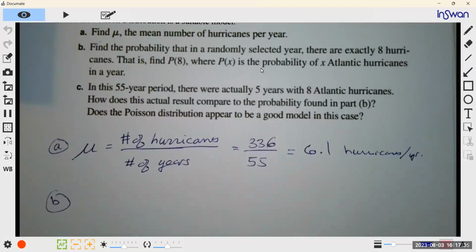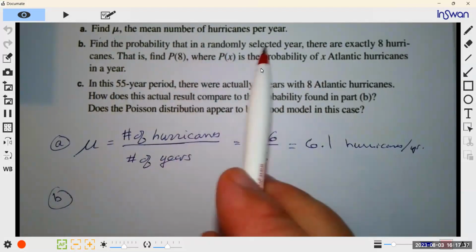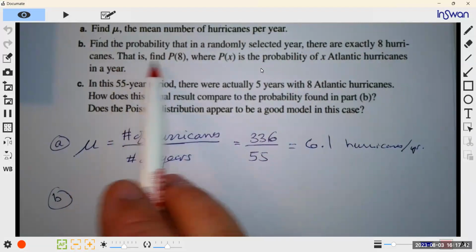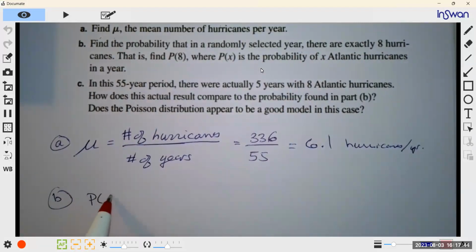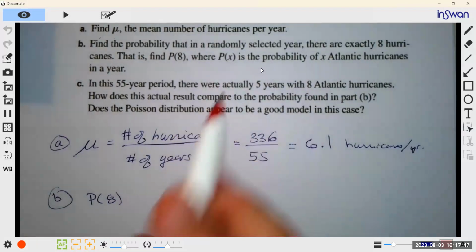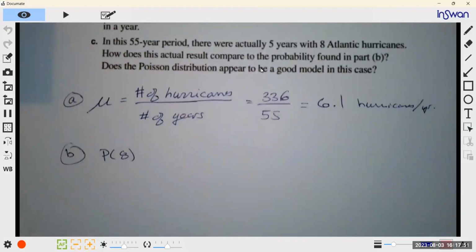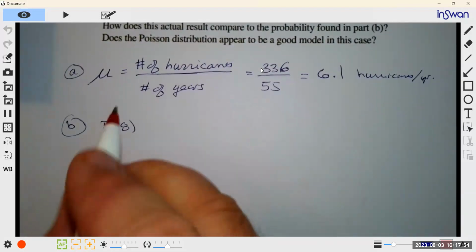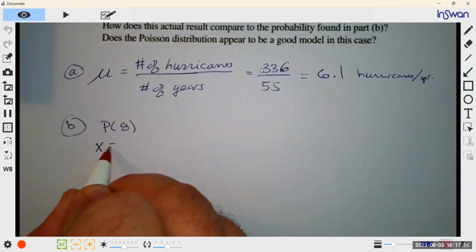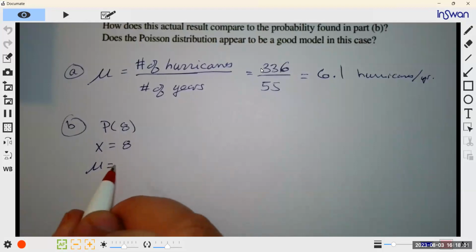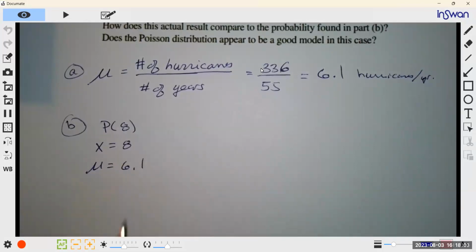B. Find the probability that in a randomly selected year, there are exactly 8 hurricanes. That is, find P of 8, where P of x is the probability of x Atlantic hurricanes in 1 year. So x is equal to 8, mu is equal to 6.1, and e is equal to 2.71828.